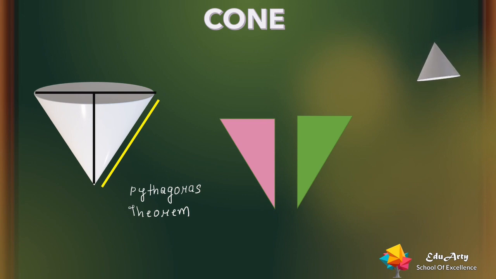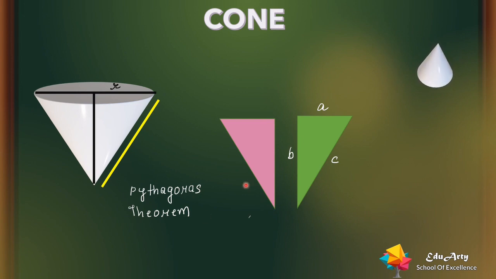Now compare the pink triangle on the left hand side and the green triangle on the right hand side. In the right angle triangle, if you use the Pythagoras theorem, we know that this is your A, this is your B, and this is your C. Compare it to the cone: this side, your A, is actually the radius of the circular base, so we can call this R. I think this cannot be seen, so I'll write it. So this is our radius.